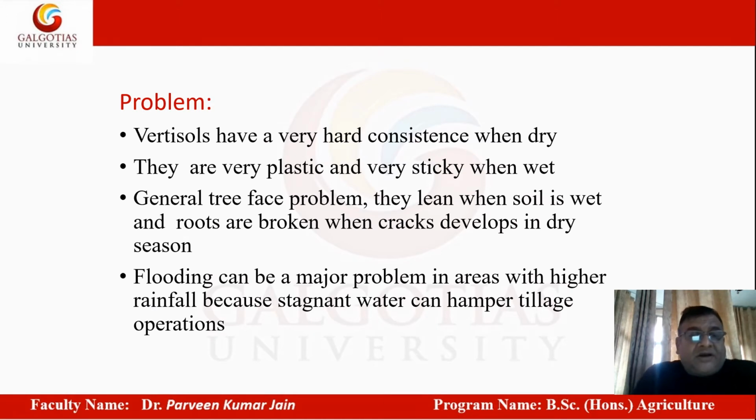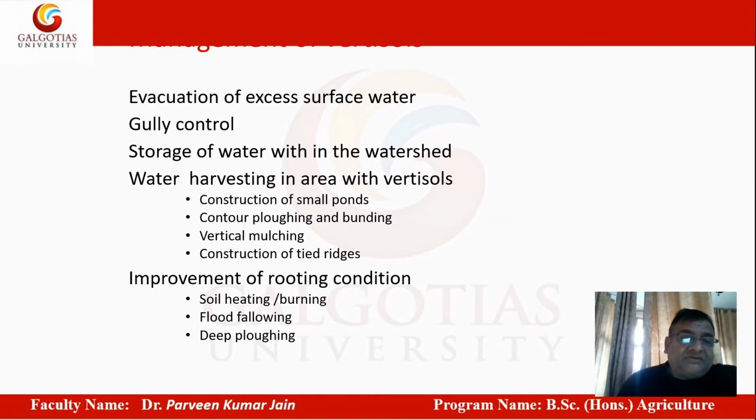Now the problem is that vertisols have very hard consistence when dry. They are very plastic and very sticky when wet. Generally, trees face problems: they lean when the soil is wet, and roots are broken when cracks develop in the dry season. Flooding can be a major problem in areas with high rainfall because stagnant water can hamper tillage operations in these soils. So this is about the problems with the vertisols.